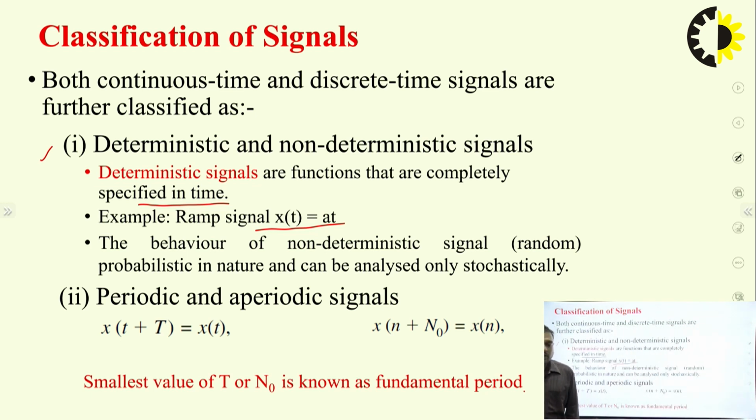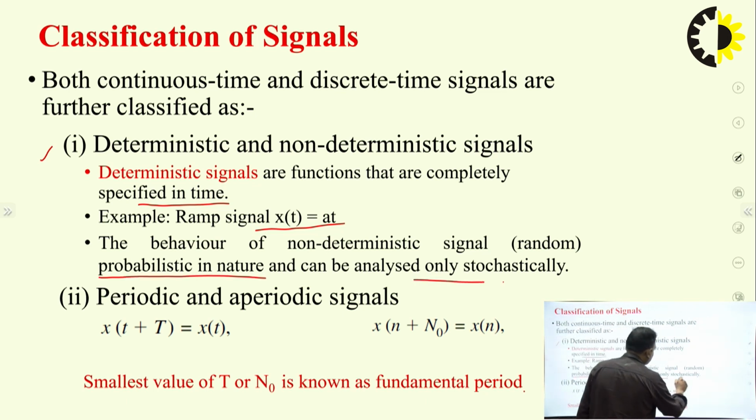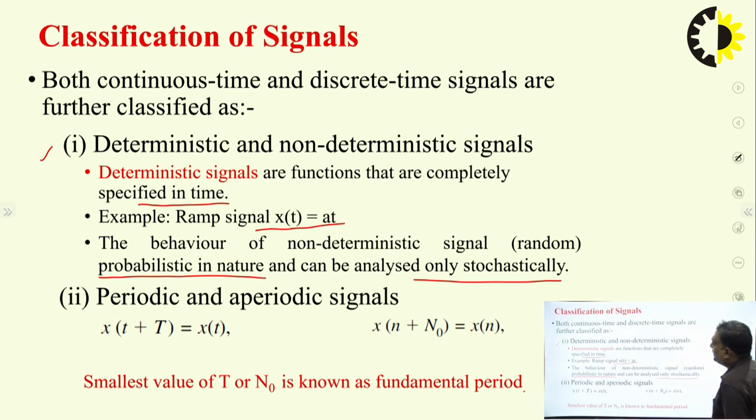In this analysis, we can determine the value of the signal at a particular time, not exactly, but with some probability. You can say the value of the signal at this time is, let's say, x, and that x is some probabilistic value. These signals are probabilistic in nature and can only be analyzed stochastically. So this is deterministic and non-deterministic signals.